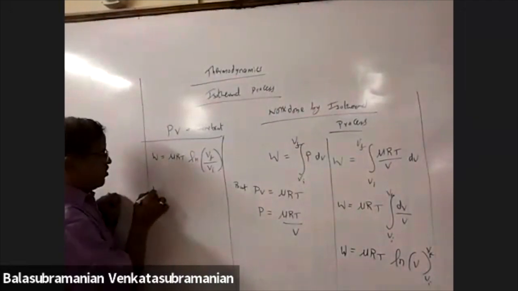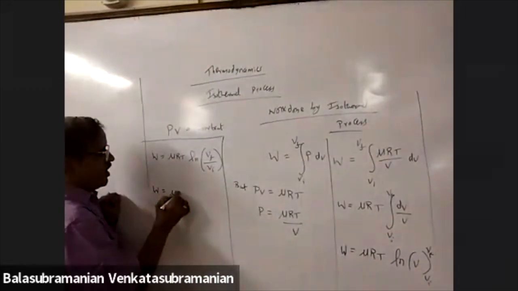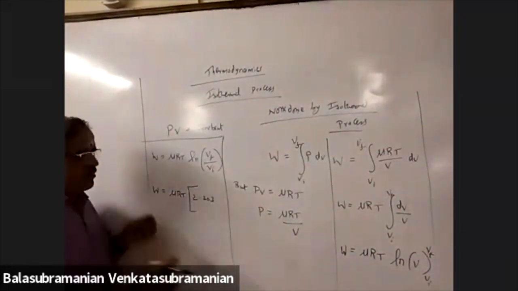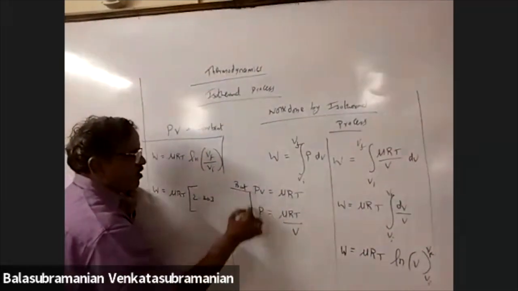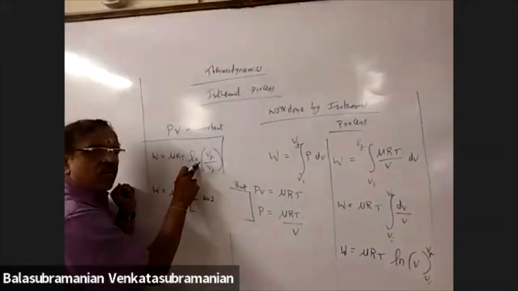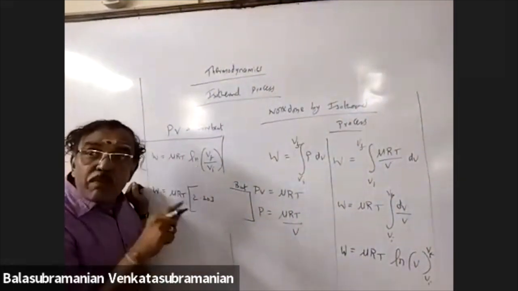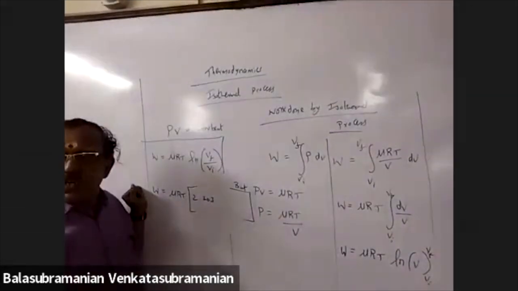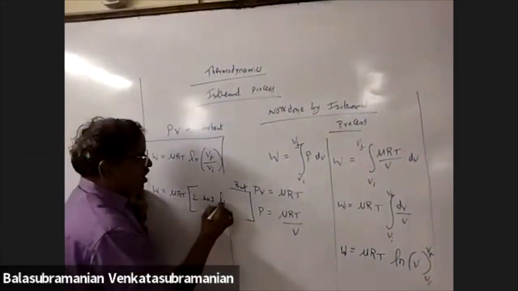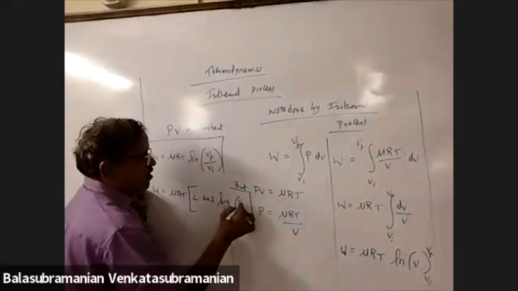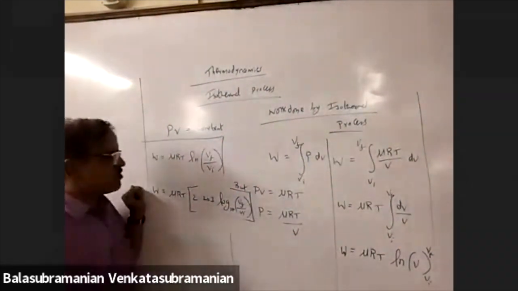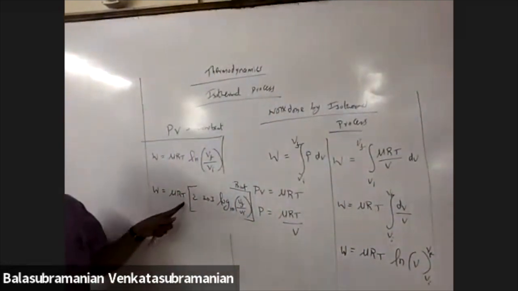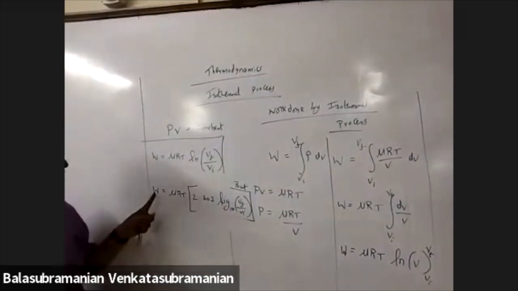W is equal to 2.303 mu RT log Vf by Vi. Natural logarithm to logarithm to the base 10, if you want to convert, multiply by 2.303. That's all. Simple. Knowing the values of mu, R, T, final volume and initial volume, work done can be calculated.